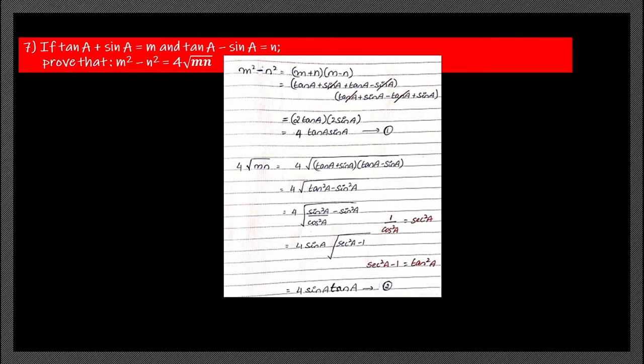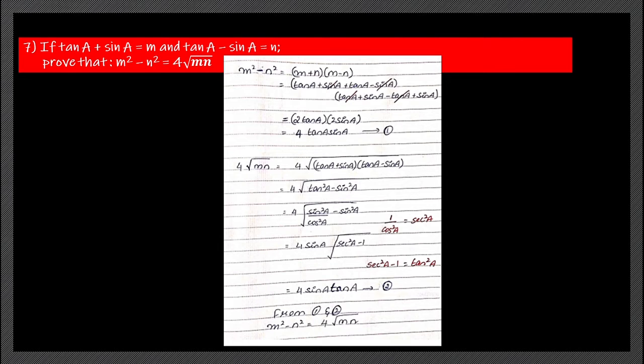So in the next step, 4 sin A tan A is equal to equation 2. When you keenly observe this, equation 1 is similar to equation 2. Just the elements have been interchanged. So we can say from 1 and 2, m square minus n square equals 4 root mn. Go through the question.